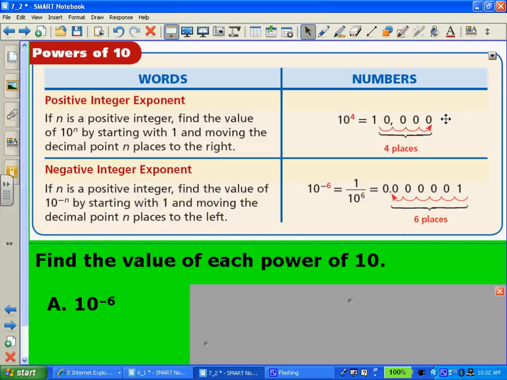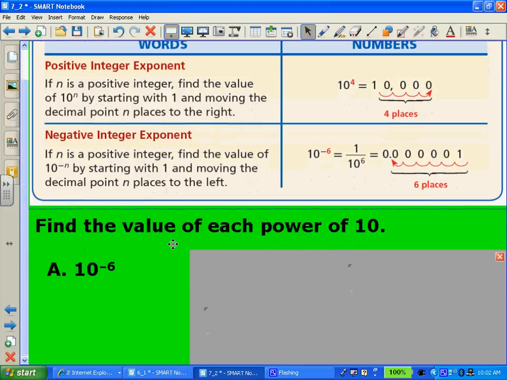And if I have a negative exponent on a 10, again I'm going to start at 1 and I'm going to move however many places the exponent tells me to the left. So here I started at 1 and I went back 6 spots. So you can see that I put in essentially 5 zeros before the 1. So I got 0.000001. So that's the first thing you'll be doing today, is just taking powers of 10 and finding their actual value.